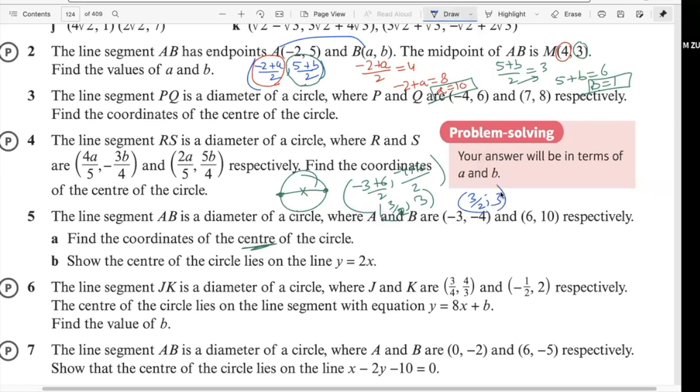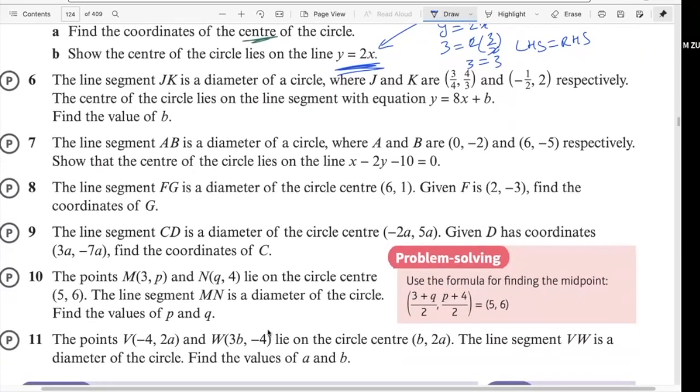Now we will check if this point lies on this line. y is equal to 2x. y is 3, 2 times x is 3 by 2, so 3 is equal to 3. So left hand side is equal to right hand side. So shown that it lies on this line.